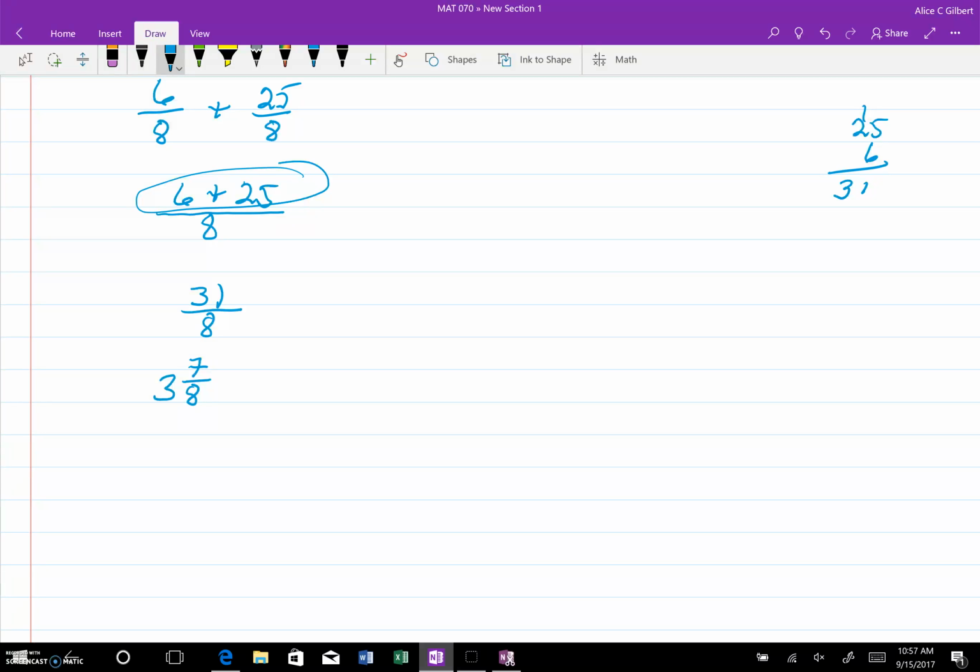Remember, if the problem starts with having a mixed number in it, then end it in a mixed number. If it starts with only having fractions in it, no mixed numbers, then make sure your answer stays in fraction form. Even if you have an improper fraction, don't turn it back into a mixed number. But do remember, everything needs to be in lowest terms and reduced.